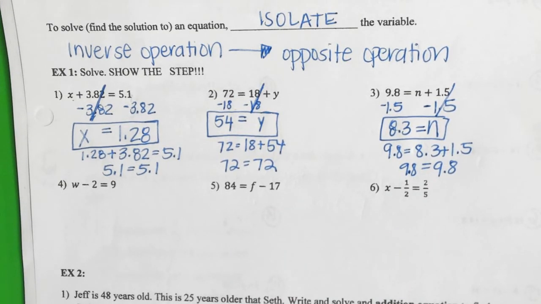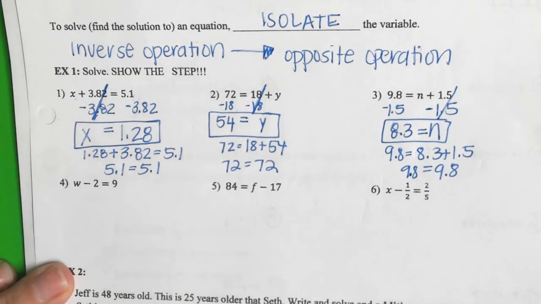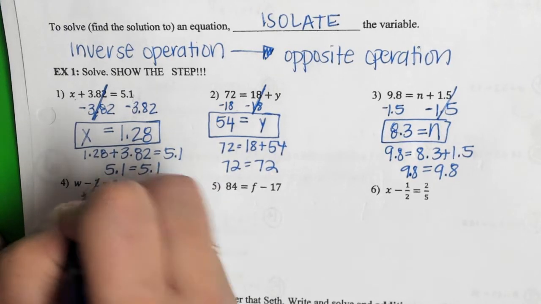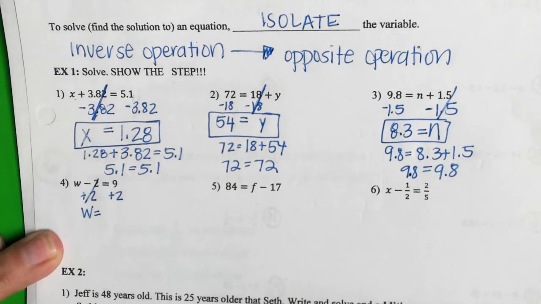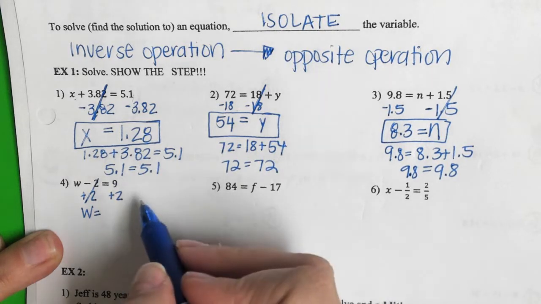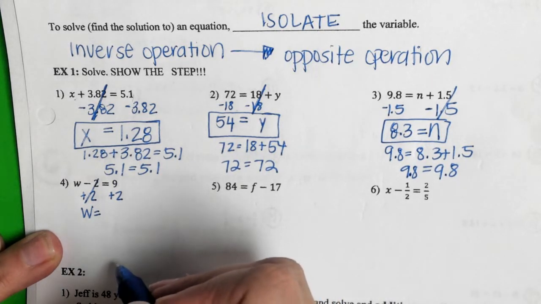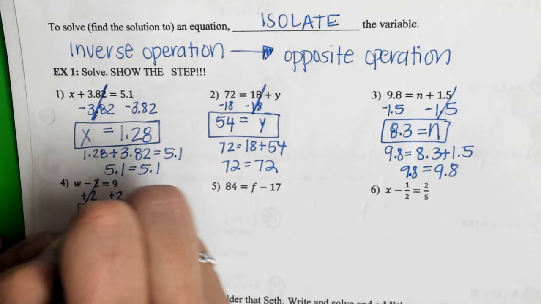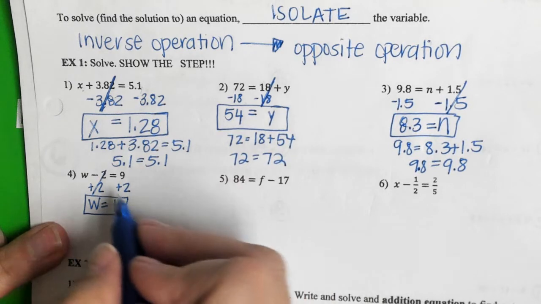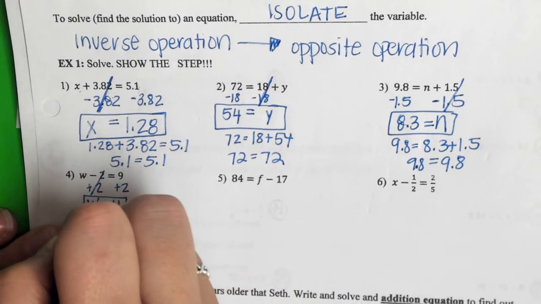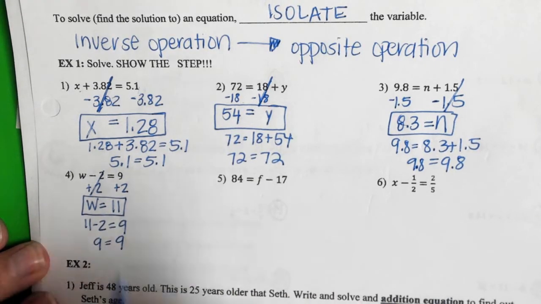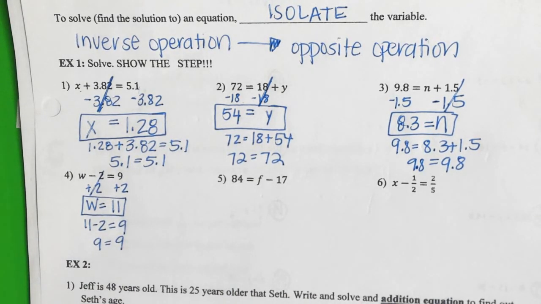What is this? Subtraction. So we're going to undo it by addition. What number do I want to get rid of? 2. So I'm going to do plus 2 to both sides. W equals. Guys, look at this. 9 plus 2. 11. We've got to wake up here. Okay. So now I can plug it in. W is 11, so 11 minus 2 equals 9. And we should mentally know that 9 is the correct answer. So 11 is your solution.